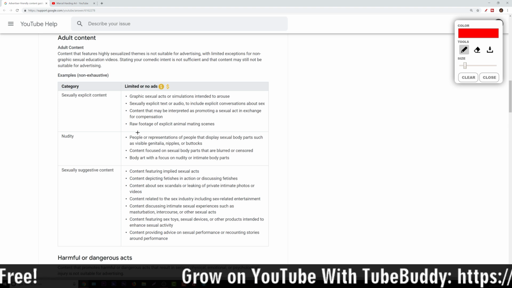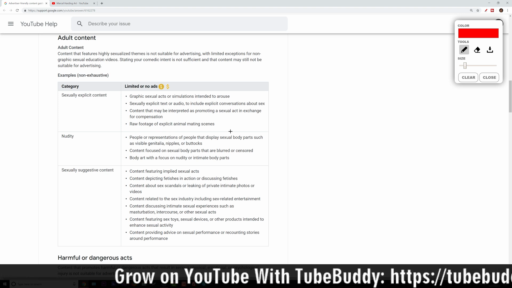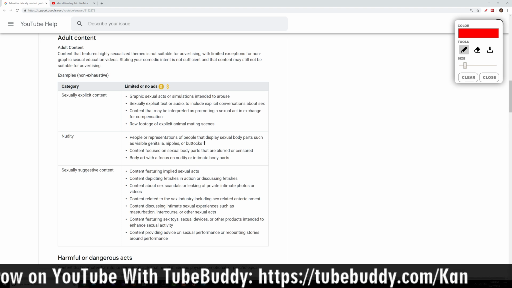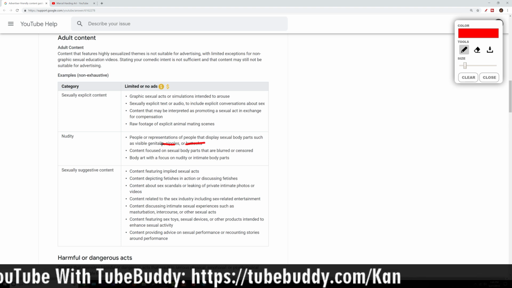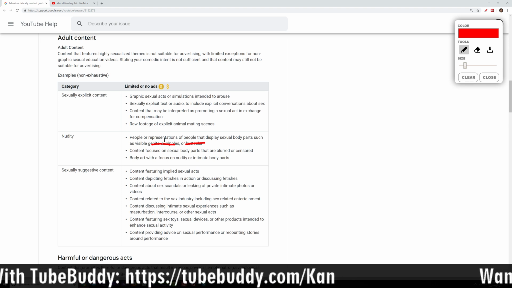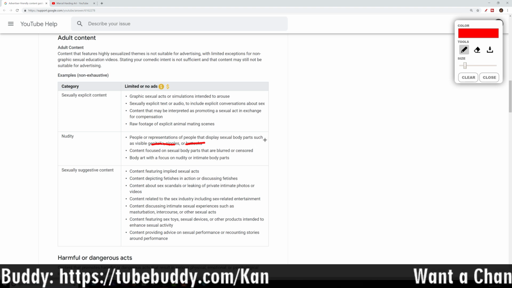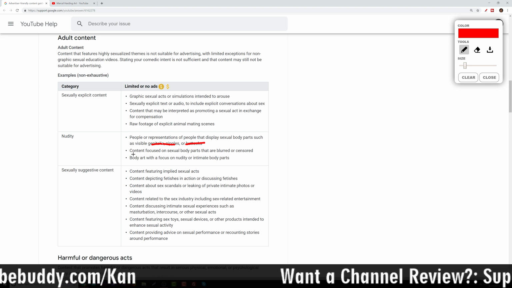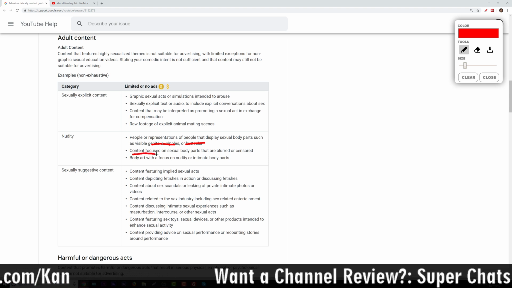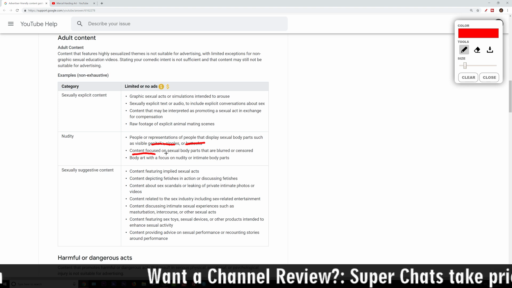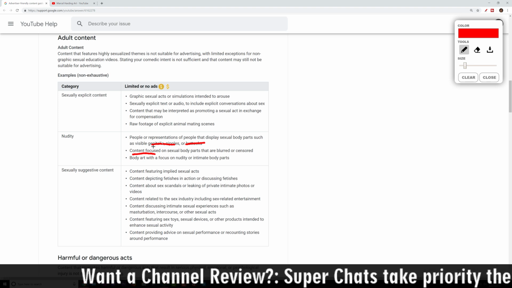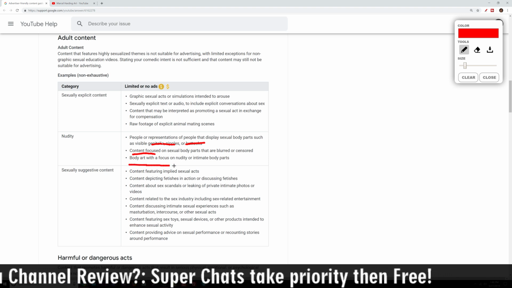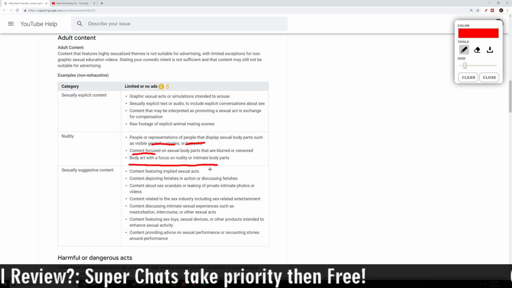Nudity: people or representations of people that display sexual body parts such as visible genitalia, nipples, or buttocks. YouTube is anti-butt, anti-nipple, and anti-genitalia, but we kind of already knew that. Content focused on sexual body parts that are blurred or censored. So I guess the argument would then be about focus. If it happens in the video, you could argue it wasn't the focus of the video.